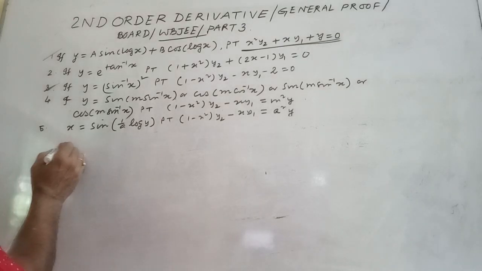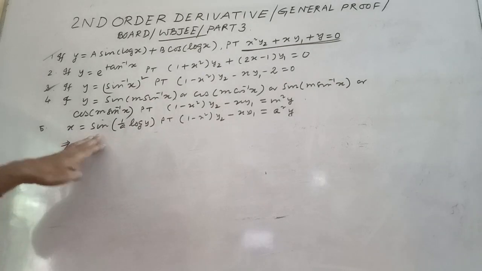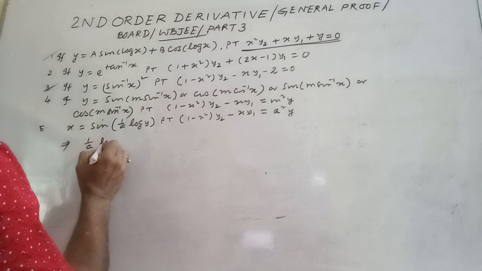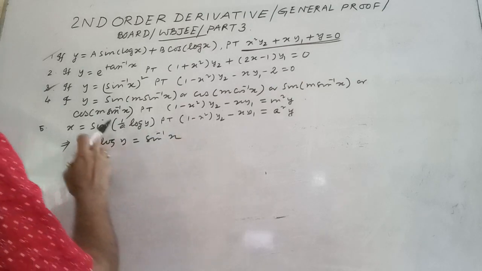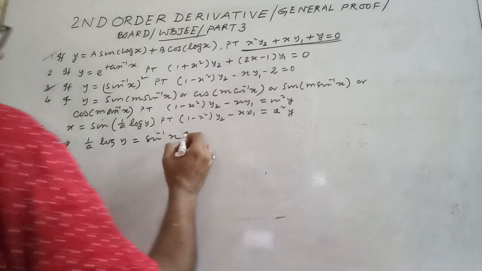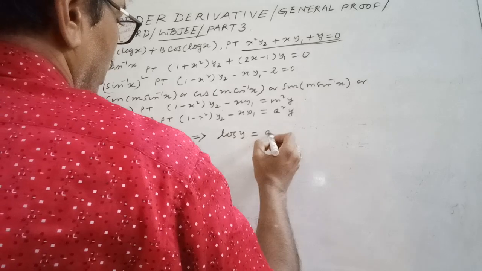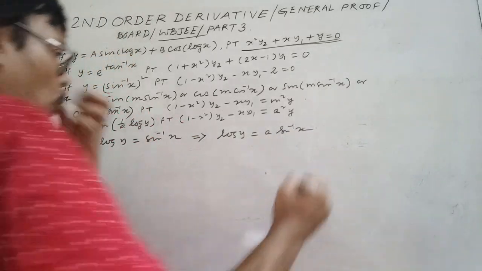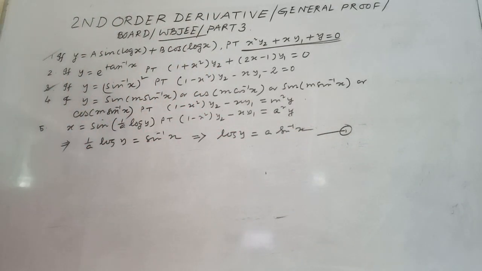So try to express this in terms of x. So 1 by a log y equals sine inverse x. So a is transferred to the right hand side. So log y equals a sine inverse x. So call it 1. Now it will be simple.